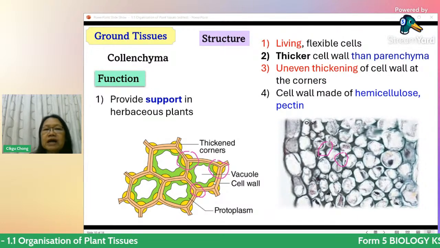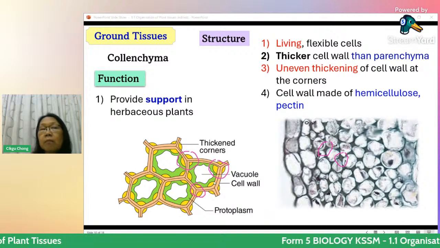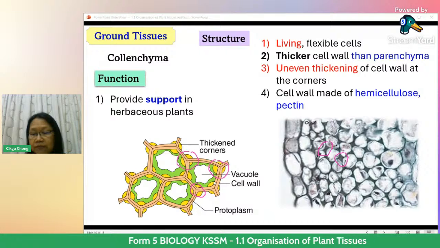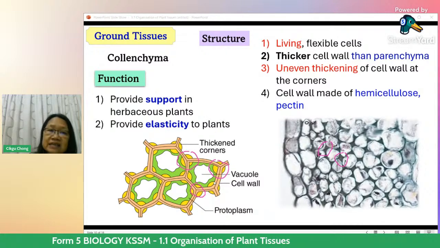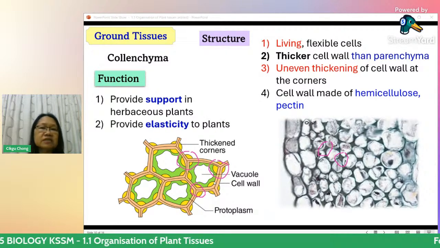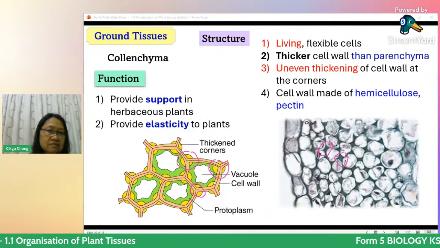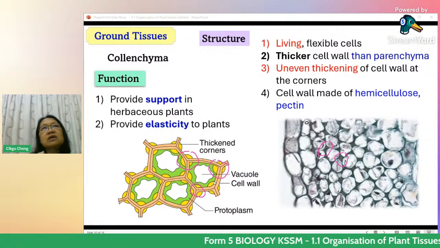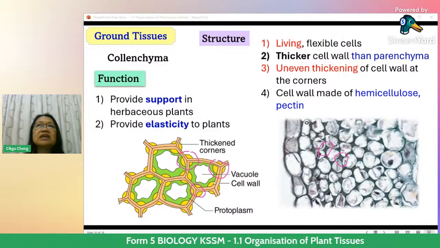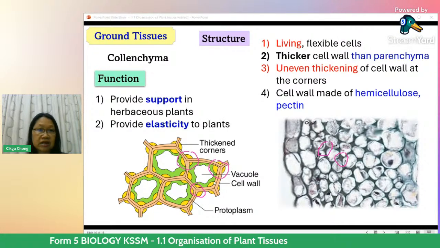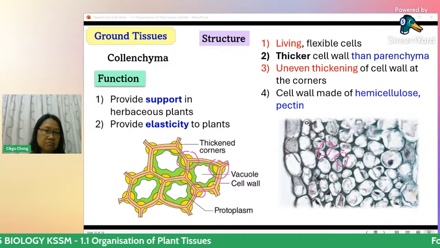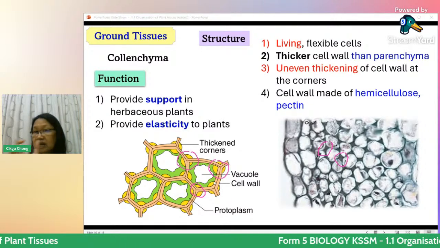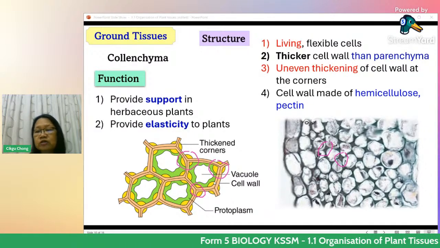Okay, it provides support. Of course, this support will be more than the parenchyma because of the thicker cell wall. And another function is to provide elasticity, like I mentioned, because of the hemicellulose and pectin. So if the question asks you which ground tissue provides elasticity to the plant, definitely it is Collenchyma, not parenchyma, not the next one. So you say elasticity, that is for Collenchyma.